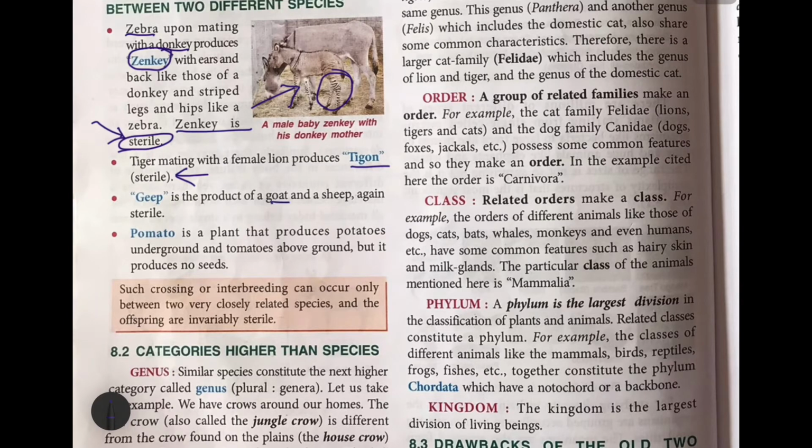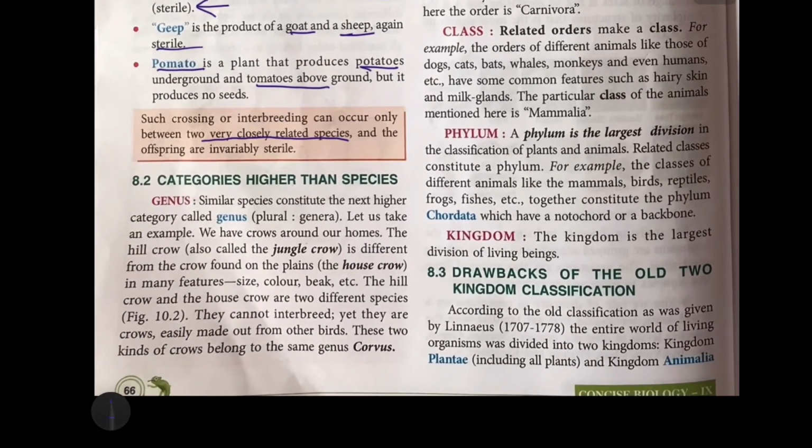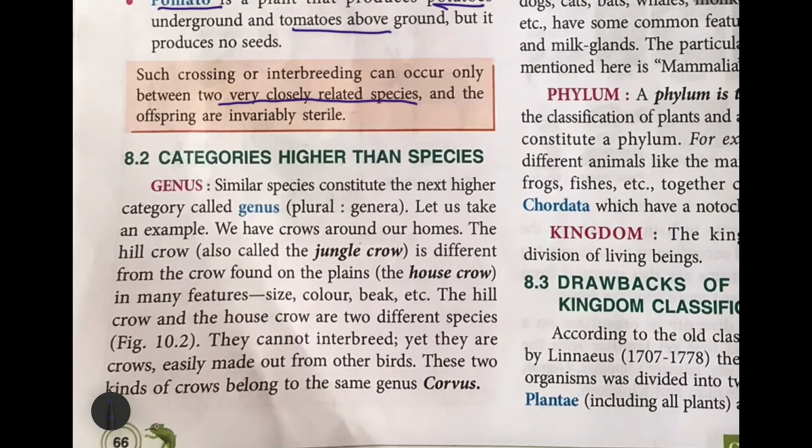Jeep is a product of goat and sheep, again sterile. Pomato again is a plant that produces potatoes under the ground and tomatoes above the ground, but it produces no seeds, means it is sterile. Such crossing or interbreeding can occur only between two very closely related species, and of course you already know the offsprings are sterile. That means no new species can be produced, no reproduction will take place if they are interbred among themselves.